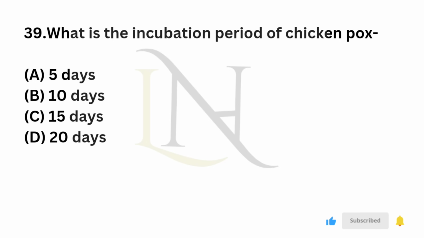What is the incubation period of chickenpox? Option A, 5 days. Option B, 10 days. Option C, 15 days. Option D, 20 days. Correct answer: Option C, 15 days is the incubation period of chickenpox, with a wide range of 10 to 21 days. Next MCQ.